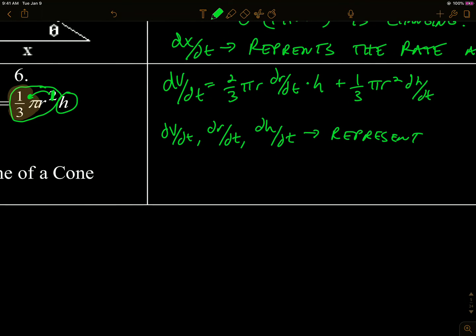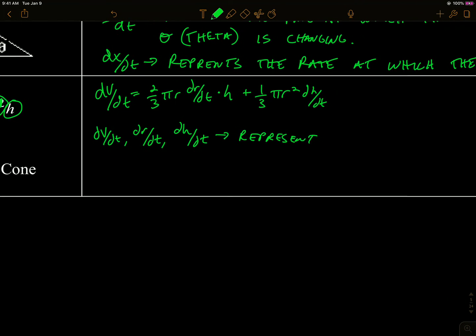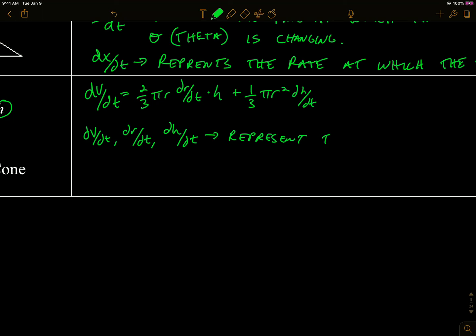Now all of these rates represent the rate at which those quantities are changing. So this time I didn't want to write it 3 times. So it represents the rate at which volume, radius, and height are changing.